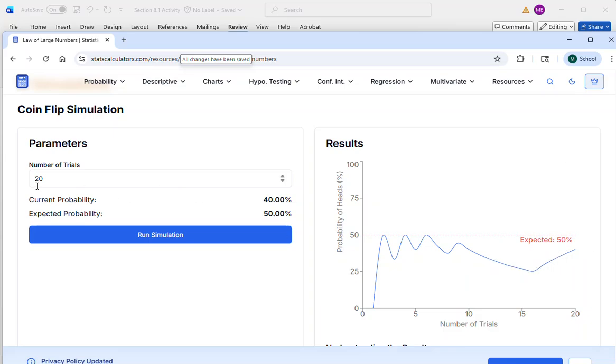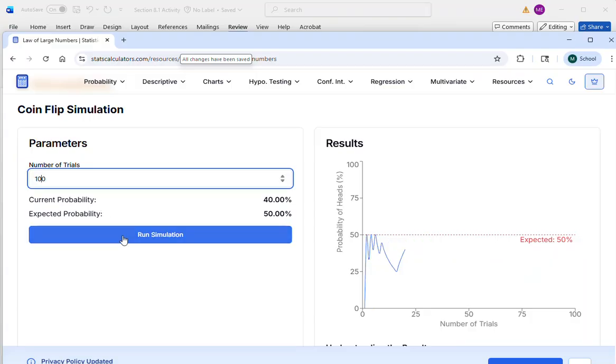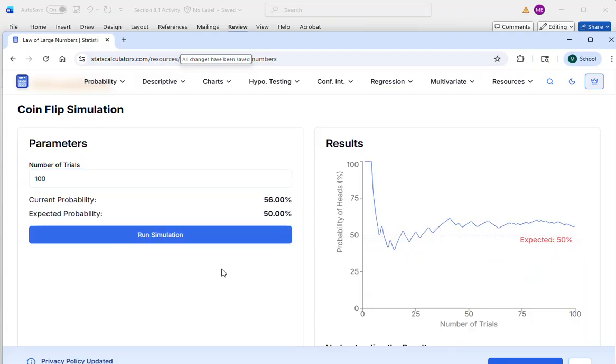Now I'm going to try it with 100 trials. Click Run Simulation again, and I can see this time I started with heads, and then I had a sharp decrease, and then some ups and downs, but it's gradually right around this 50% line. It's actually a little bit above it, but you can see that it's leveling off the more I increase my number of trials.